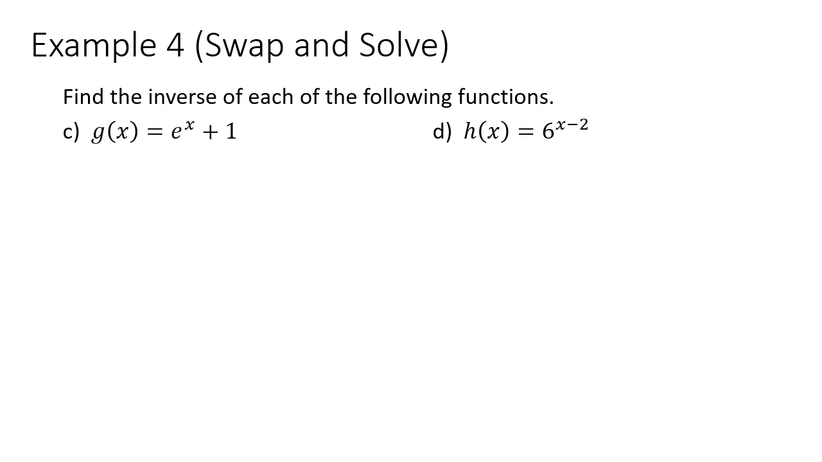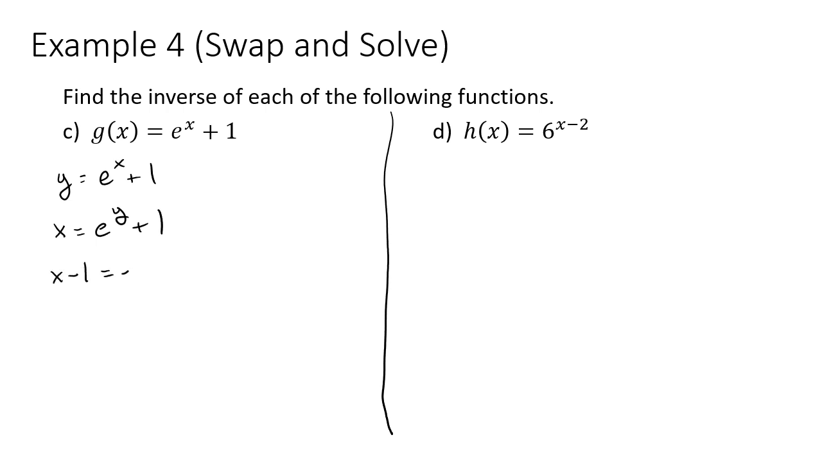So starting with part C, we've got the function g of x is equal to e to the x plus 1. All right, so in order to do the swap and solve, I'm going to write it as y equal to e to the x plus 1, just a notation thing. Swap, y becomes x, x becomes y. Now I need to solve. Just like before, I need to get the exponential on the side by itself before I convert. So I'm going to subtract the 1 across to the other side. And this time I will rearrange the equation again. Just swap the order.